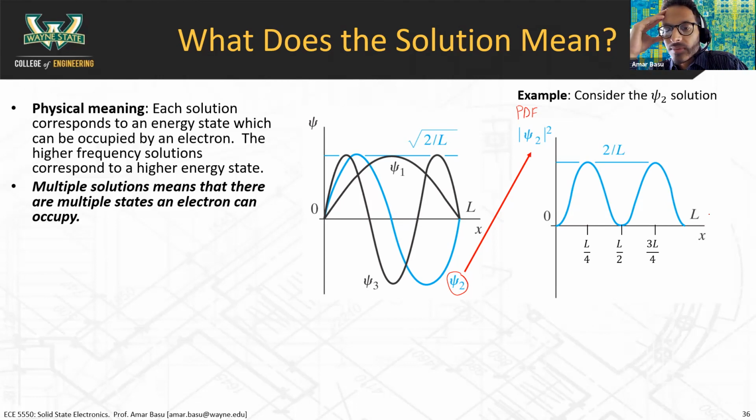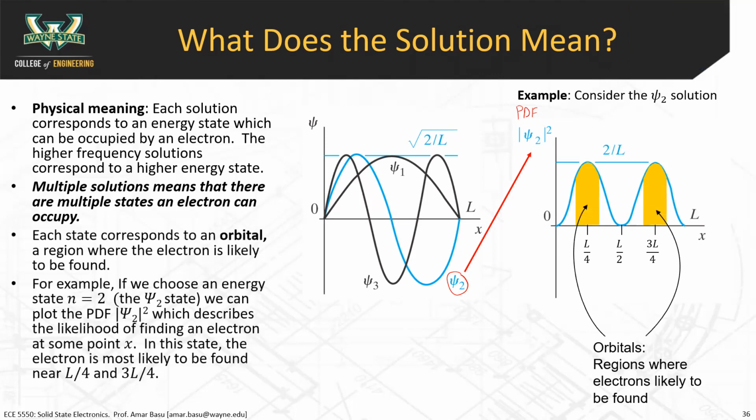L over 4 and 3L over 4. Exactly, right. So these two regions here, the electron is likely to be in this yellow zone. It's likely to be in this yellow zone.